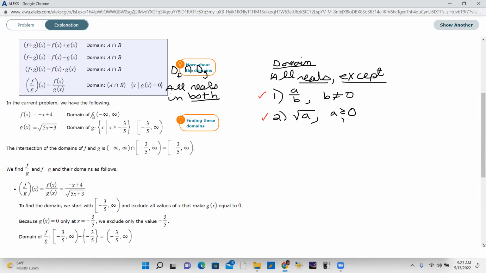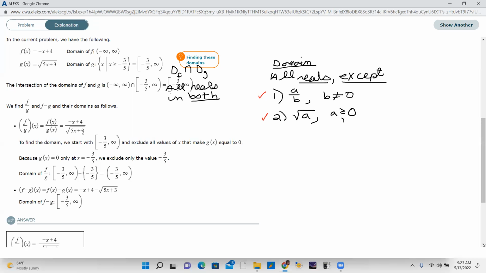Okay, so the domain of F is all real numbers. The domain of G is that interval. And the intersection is that same interval, because all real numbers was restricted to just that.